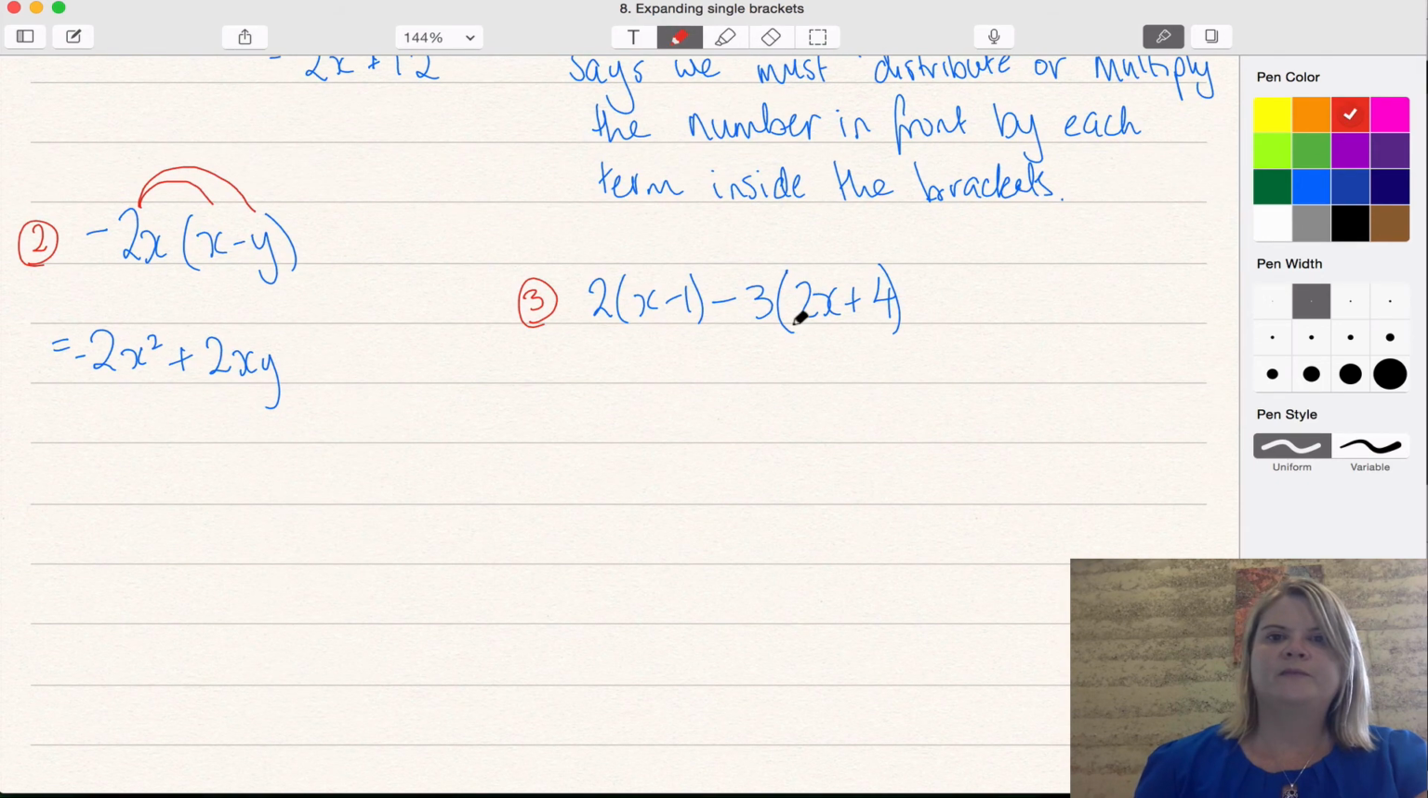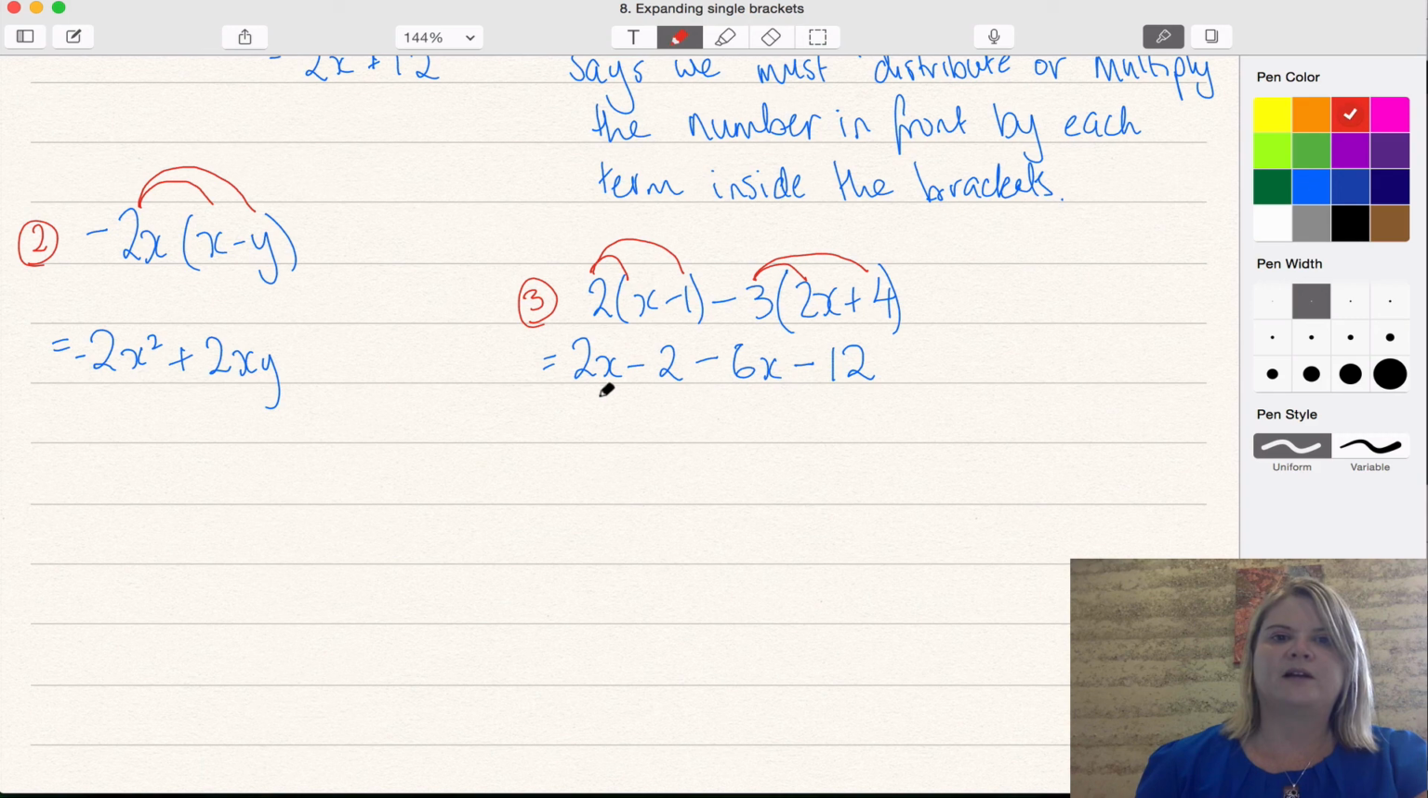Third example, we do have 2 sets of brackets here, but we can do them all as 2 separate problems and then add them all together to simplify. So first of all, we can do 2 times x, which is 2x, 2 times negative 1, negative 2. Then we need to be careful here with this negative sign. So negative 3 times 2x is negative 6x. Negative 3 times 4 is negative 12.